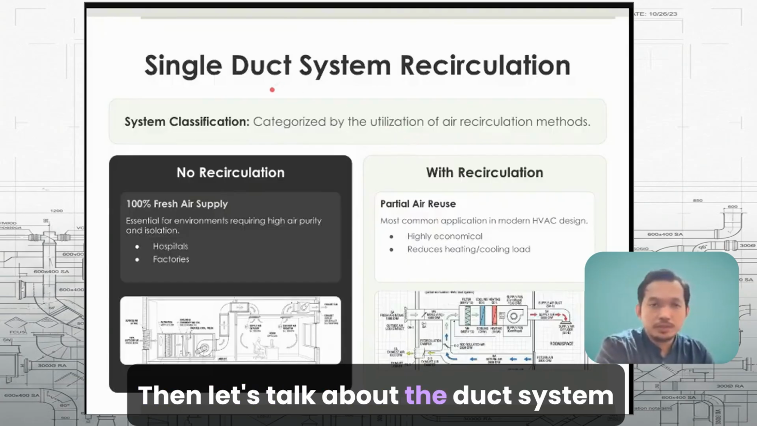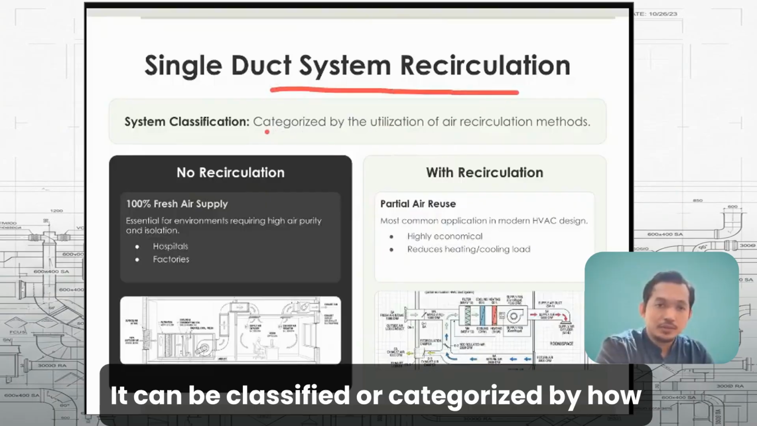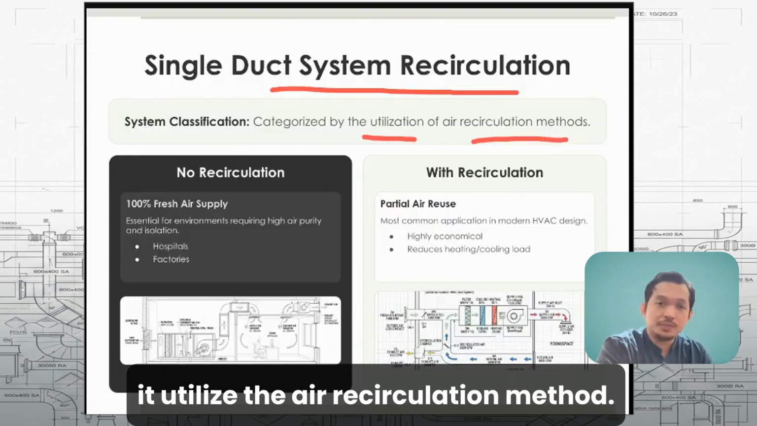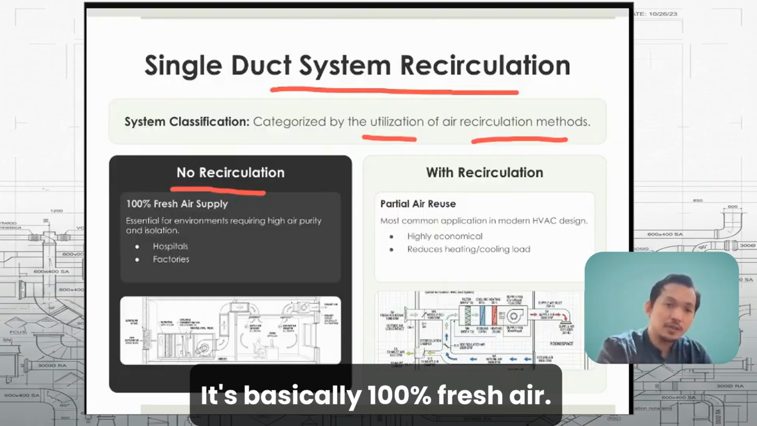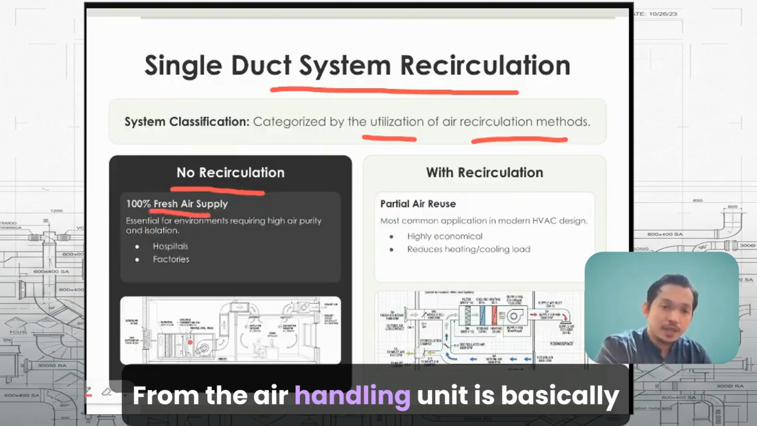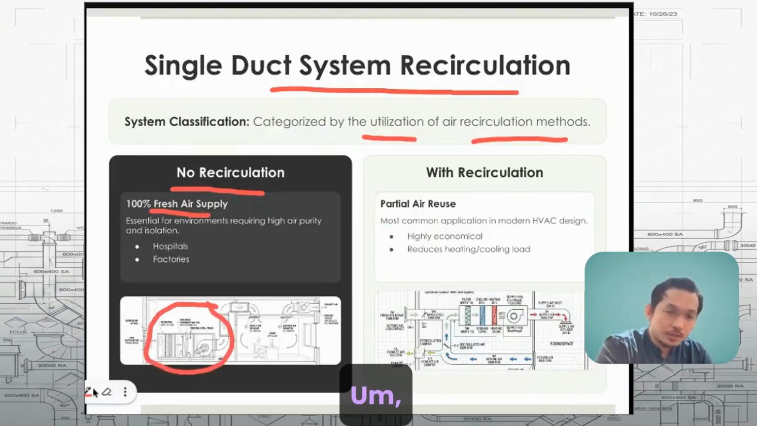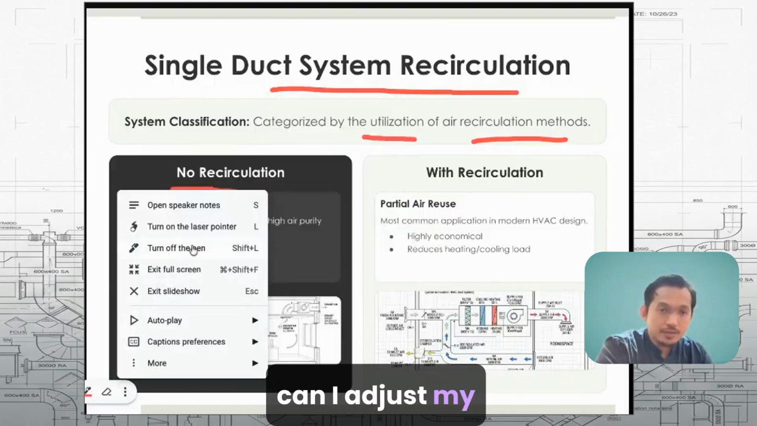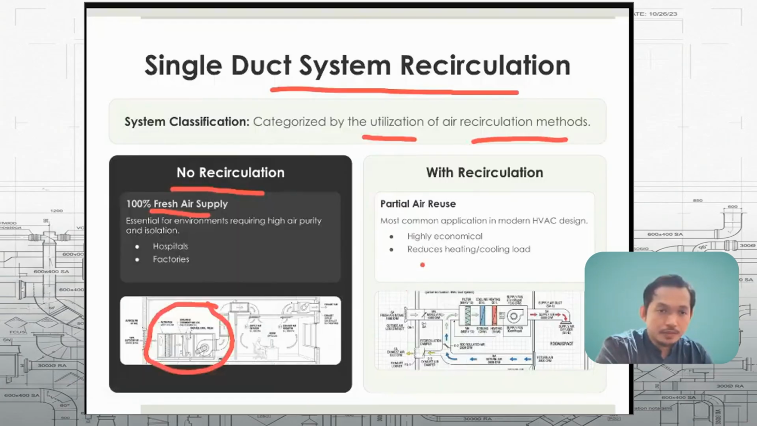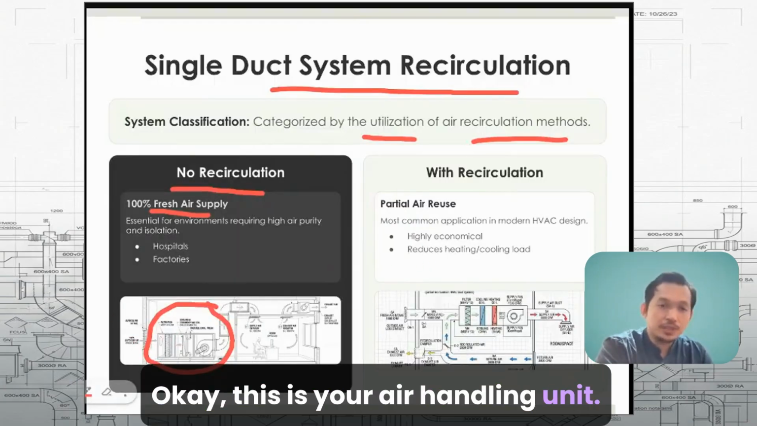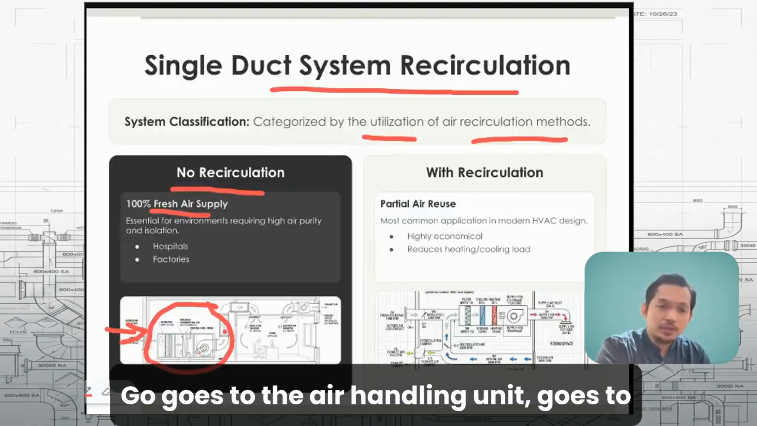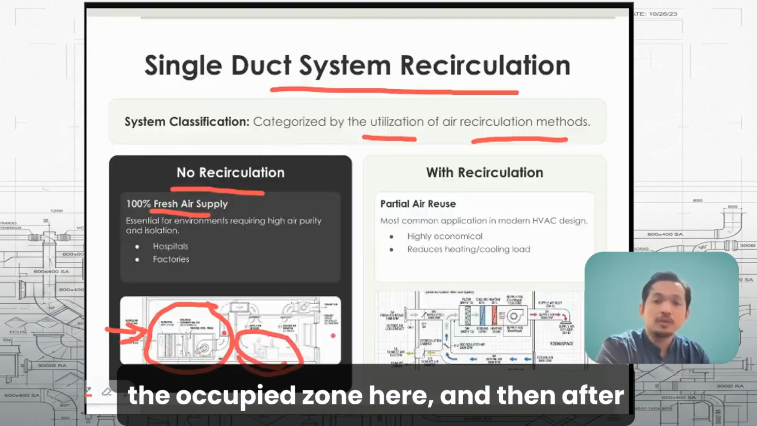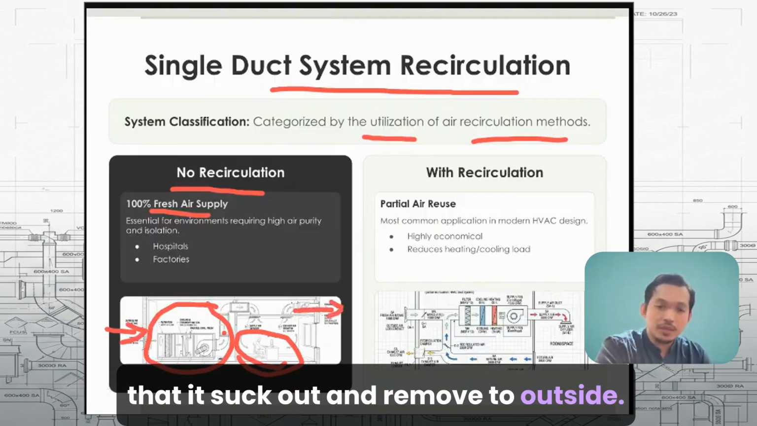Then let's talk about duct system recirculation. It can be categorized by how it utilizes the air recirculation method. The first one is no recirculation. It's basically 100% fresh air. This is your air handling unit. Can I adjust my, oh, cannot. Okay, this is your air handling unit, 100% fresh air coming from the outside, goes to the air handling unit, goes to the occupied zone here, and then after that it's sucked out and removed to outside.